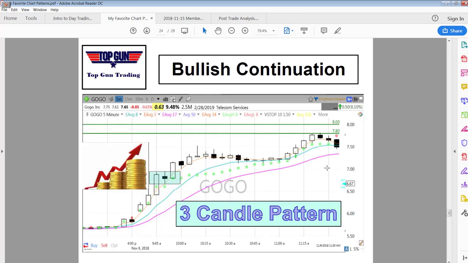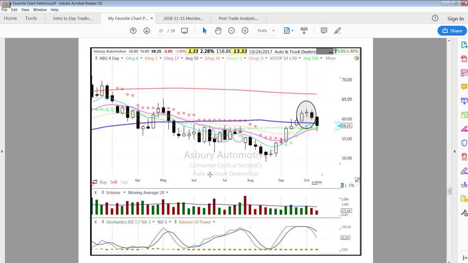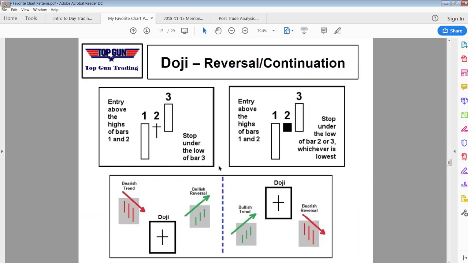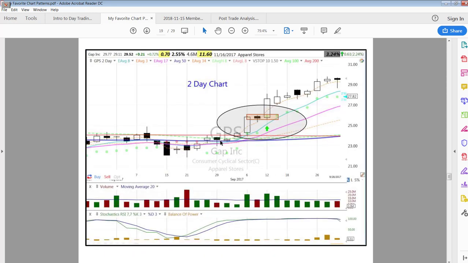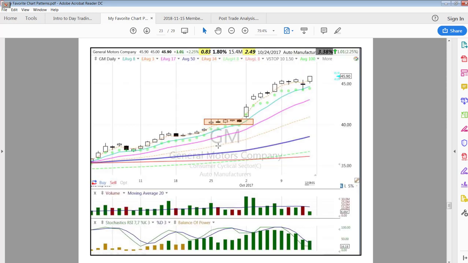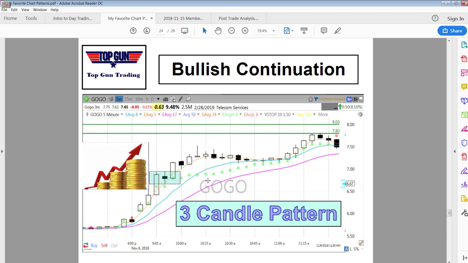Bullish continuation is a 3-candle pattern that we talked about here. It's basically a variation of the 1, 2, 3 pattern. A lot of times the run up or run down, the preceding trend, after you break out, it will be in the same order of magnitude. It will be what they call a measured move.